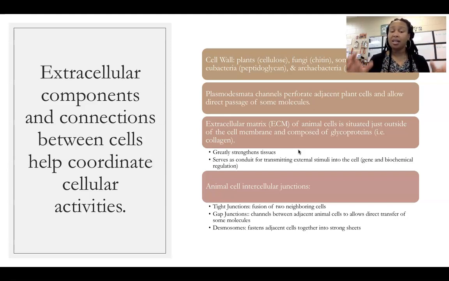Animal cells have a similar way of communicating through a gap, but it's called a gap junction in animal cells. Okay, so animal cells through the cell membrane can have a gap from one cell to the next one, but it's called a gap junction. If it's in a plant cell, it's called a plasmodesmata. Animal cells also have two more types of intercellular junctions, one being a tight junction, which is a fusion of two neighboring cells where they're actually going to be fused together, and then desmosomes, which actually fasten those cells together in sheets.